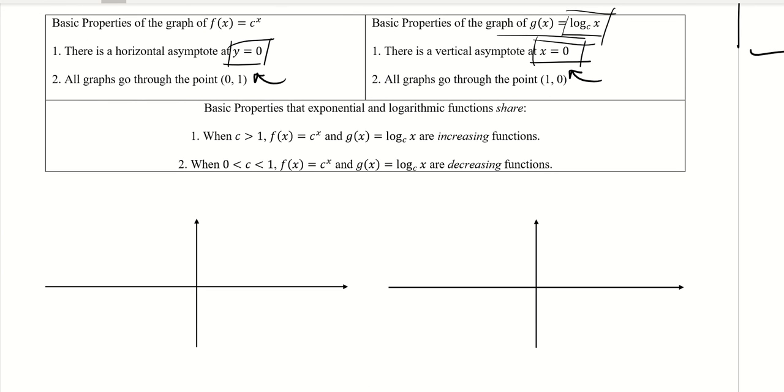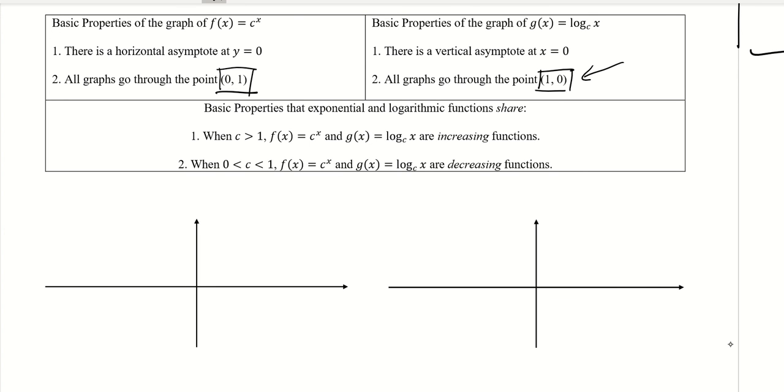For the basic properties of exponential functions, all graphs go through the y-intercept at 0 and 1. Could you guess what that would change to for logarithms? Well, it wouldn't be a y-intercept, that's for sure. It would now be an x-intercept. So all logarithms have this x-intercept. The y-intercept will now become an x-intercept.